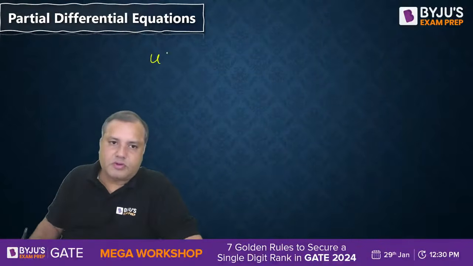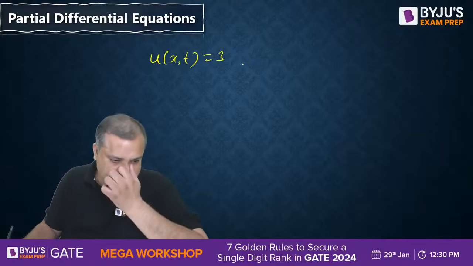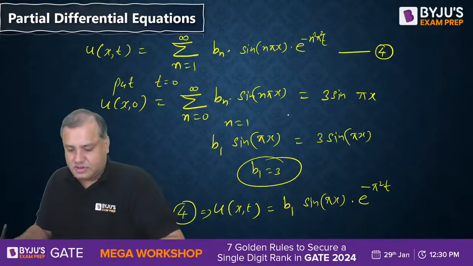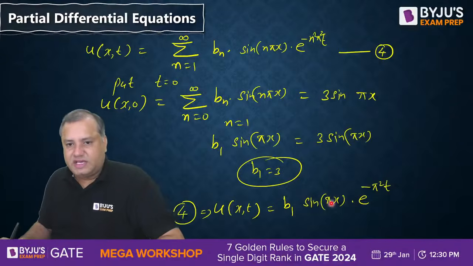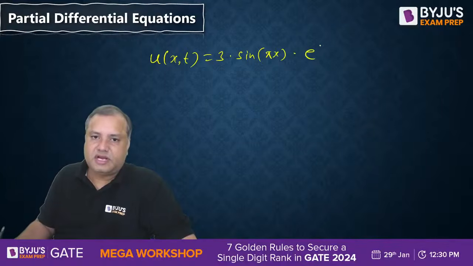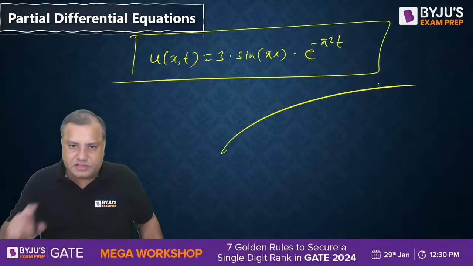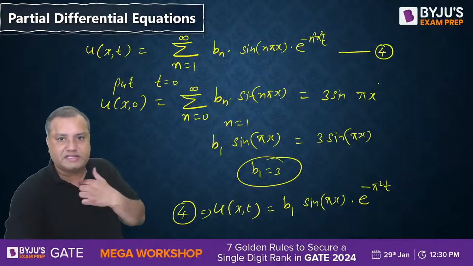So u of x comma t is 3 sine pi x e to the power minus pi square t. This is the final answer. Okay, this is the net particular solution for the given differential equation.